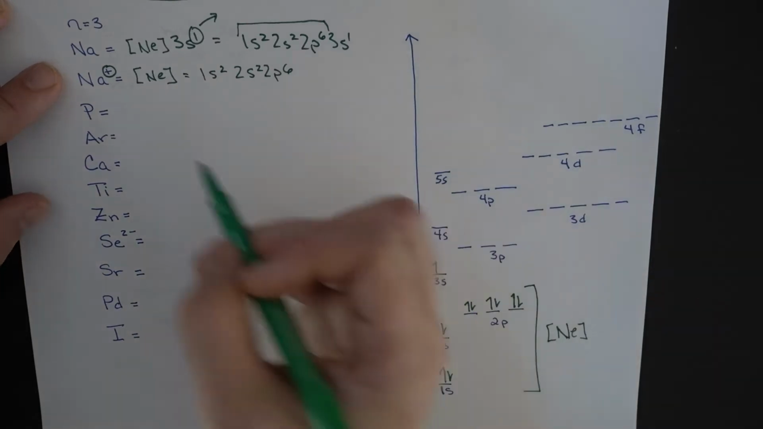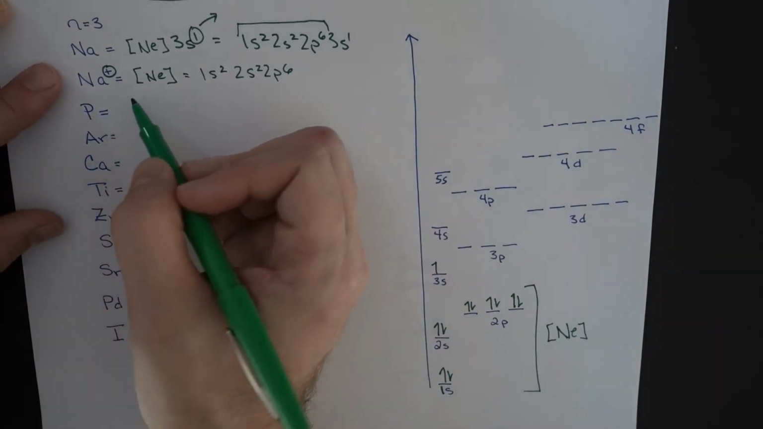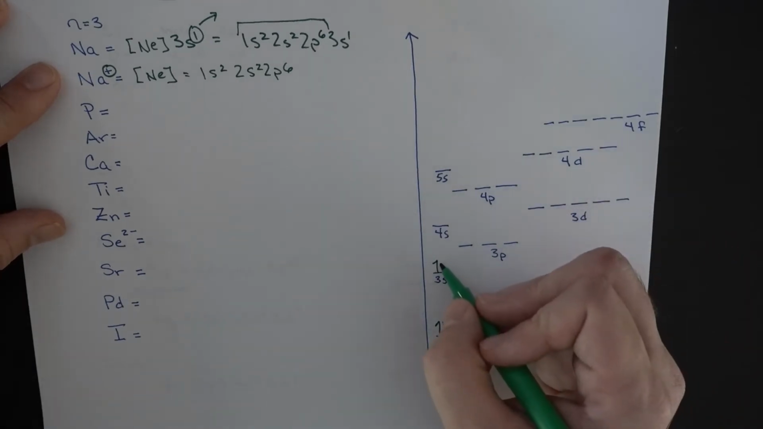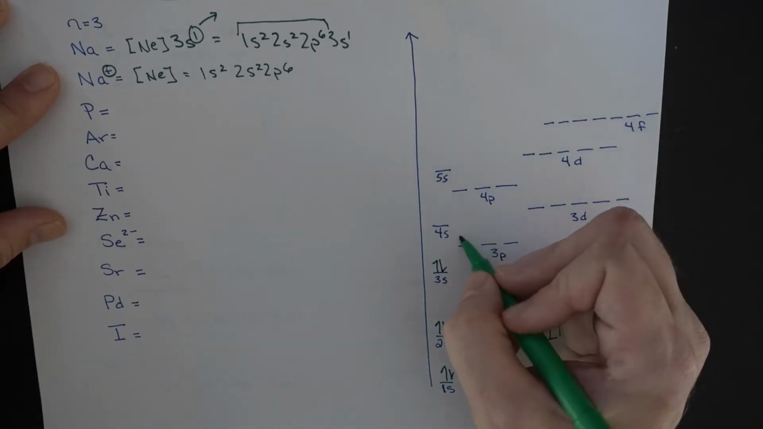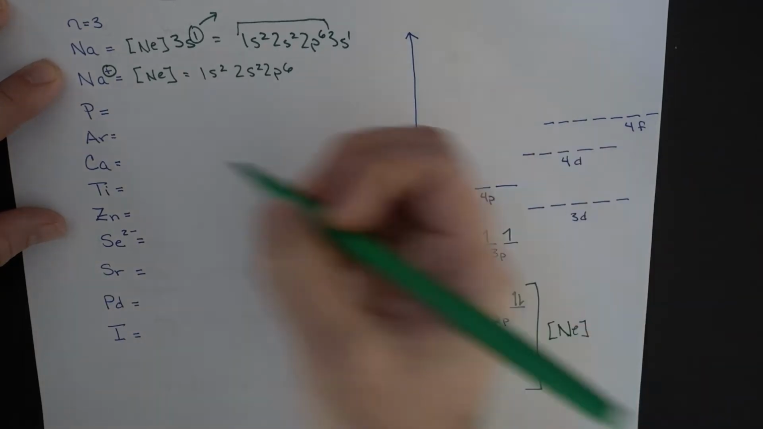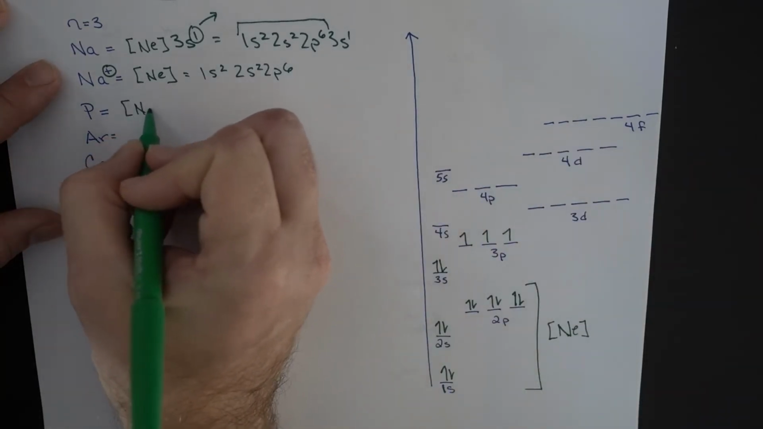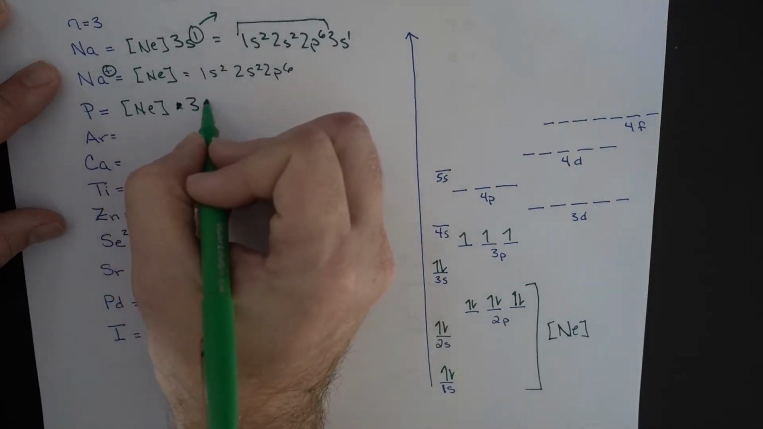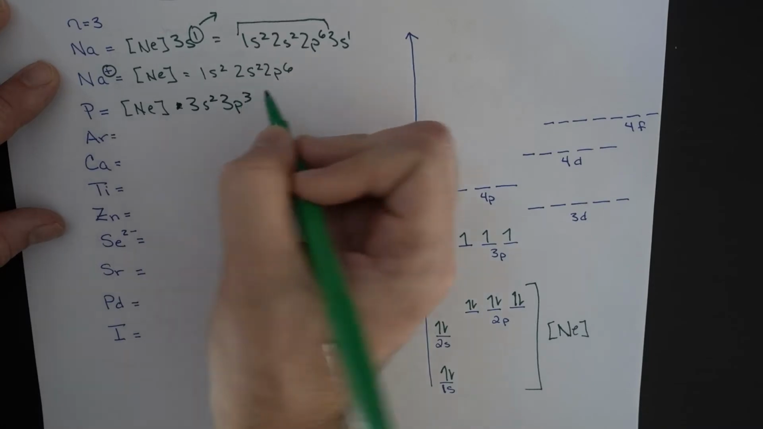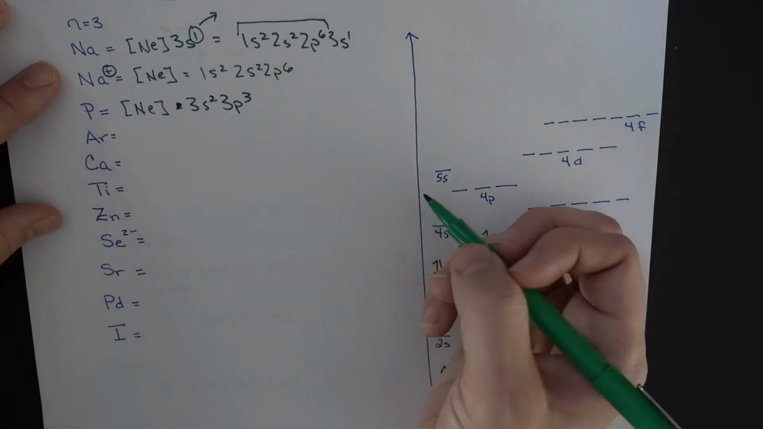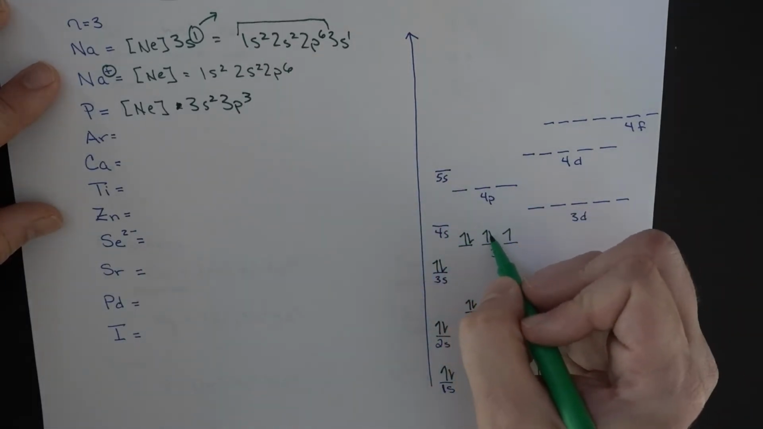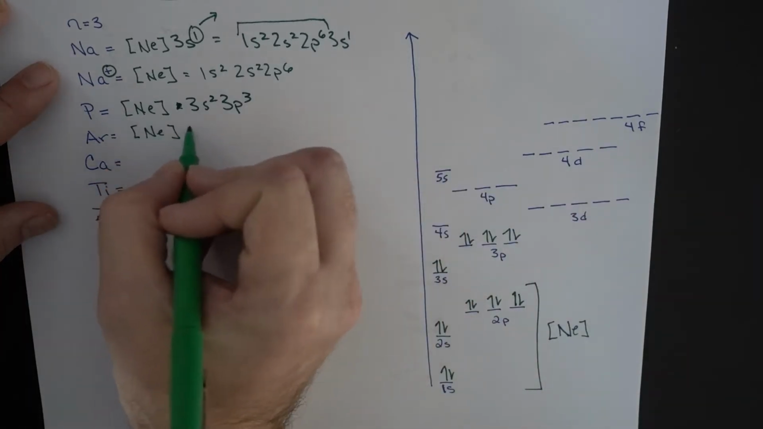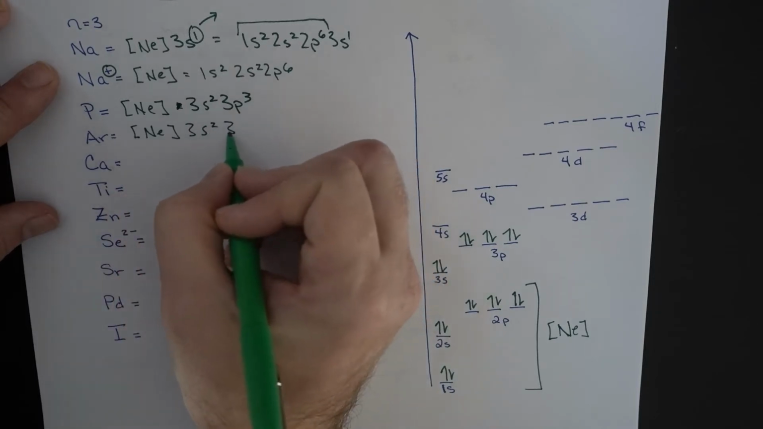Now, if we go across the periodic table, we're going to skip a bunch of elements here. So phosphorus is element 15, which means this is full, and I've got 1, 2, 3 more here in the p's. This would end up being neon 3s2, 3p3. And now if I went all the way over to argon, these would end up being full. So this would be neon 3s2, 3p6.